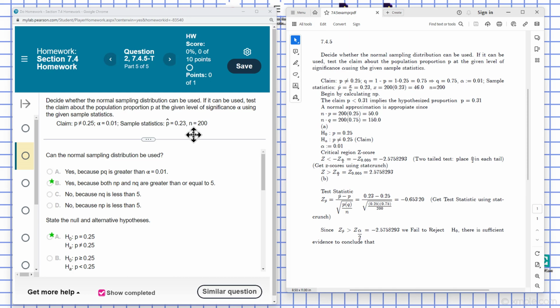Okay. Can a normal sampling distribution be used? We can test that by testing np and nq. In this case, my p is given, and q is 1 minus p, 0.75. So I multiply them: n times p, 200 times 0.25 is 50, more than 5. n times q, 200 times 0.75 is 150, that's more than 5. So yes, you can use a normal distribution here. They're both greater than 5.